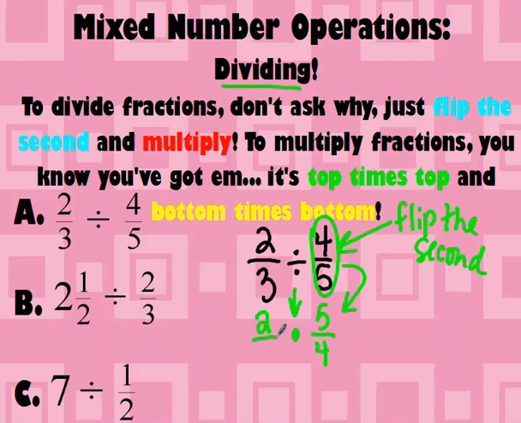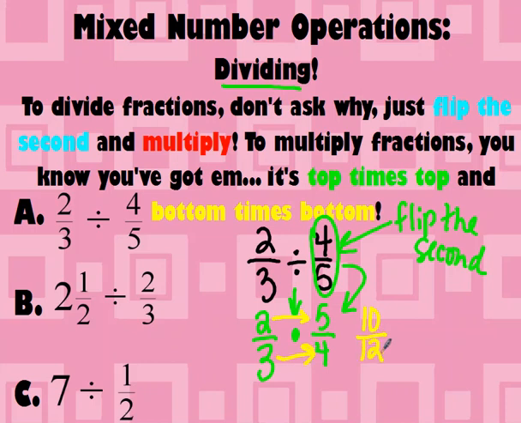So the first one, nothing happens with it. We change the second fraction, we flip it over, and then we multiply. To multiply fractions, you know you've got them: it's top times top, which in this case is 10, and bottom times bottom, which in this case is 12.